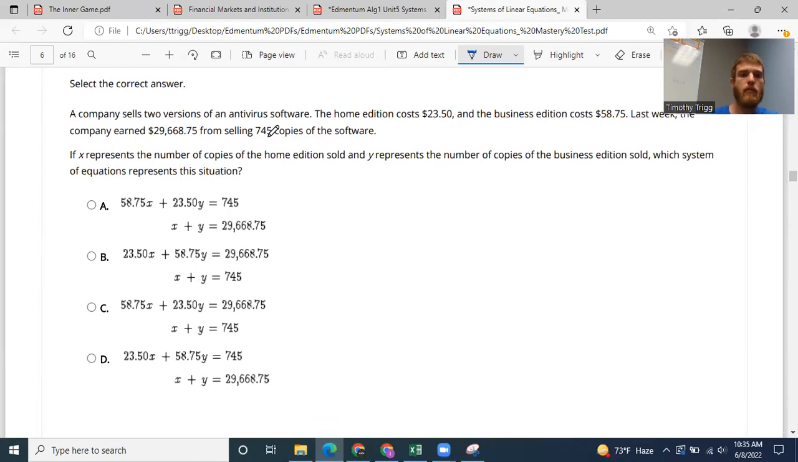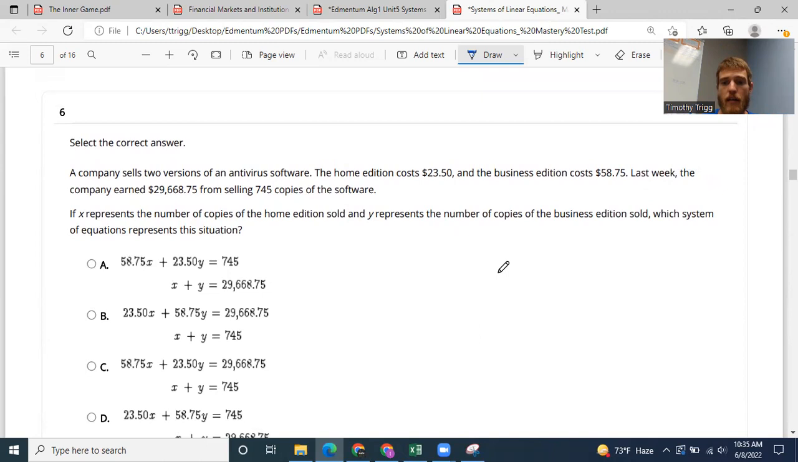A company sells 2 versions of an antivirus software. The home edition costs $23.50 and the business edition costs $58.75. Last week, the company earned $29,668.75 from selling 745 copies of the software. If X represents the number of copies of the home edition, and Y represents the number of the business edition, which system of equations represents this situation?